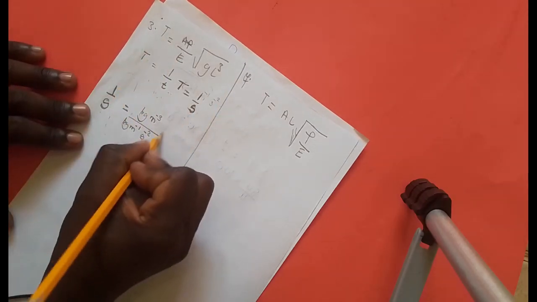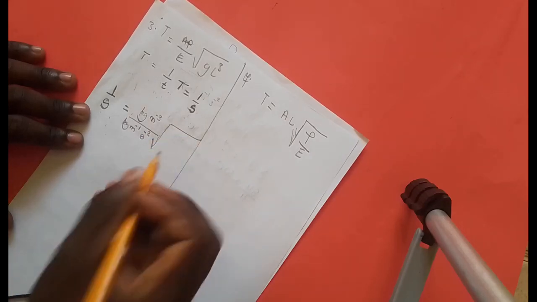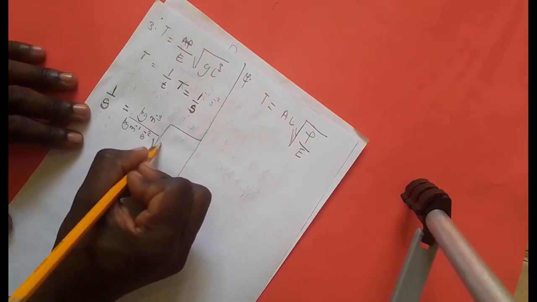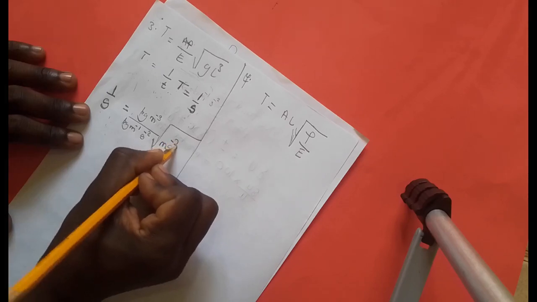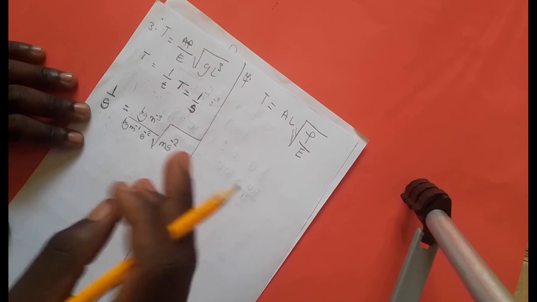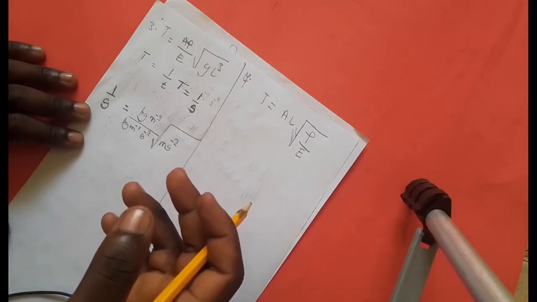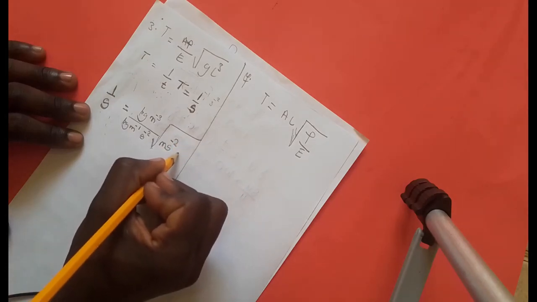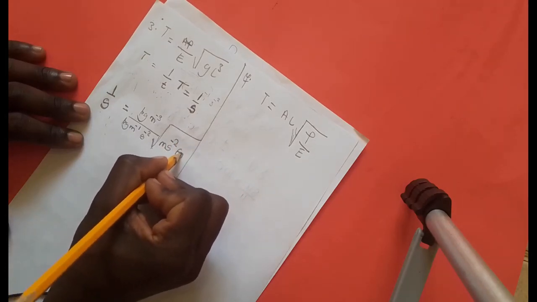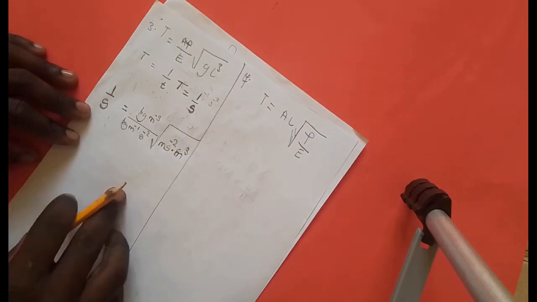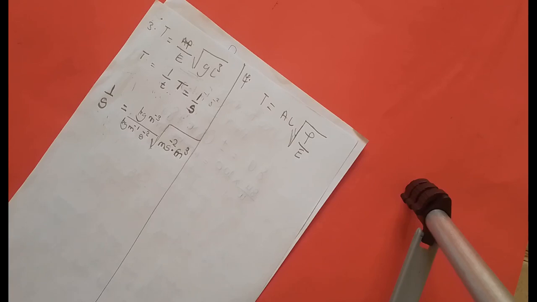Then under the root, we have g, the gravitational acceleration. What is the unit for acceleration? The unit for acceleration is meters per square second. Then what is the unit for L to the power 3? L is length, right? So if we substitute L with its unit, which is m, we get m to the power 3, and the space means multiplication.